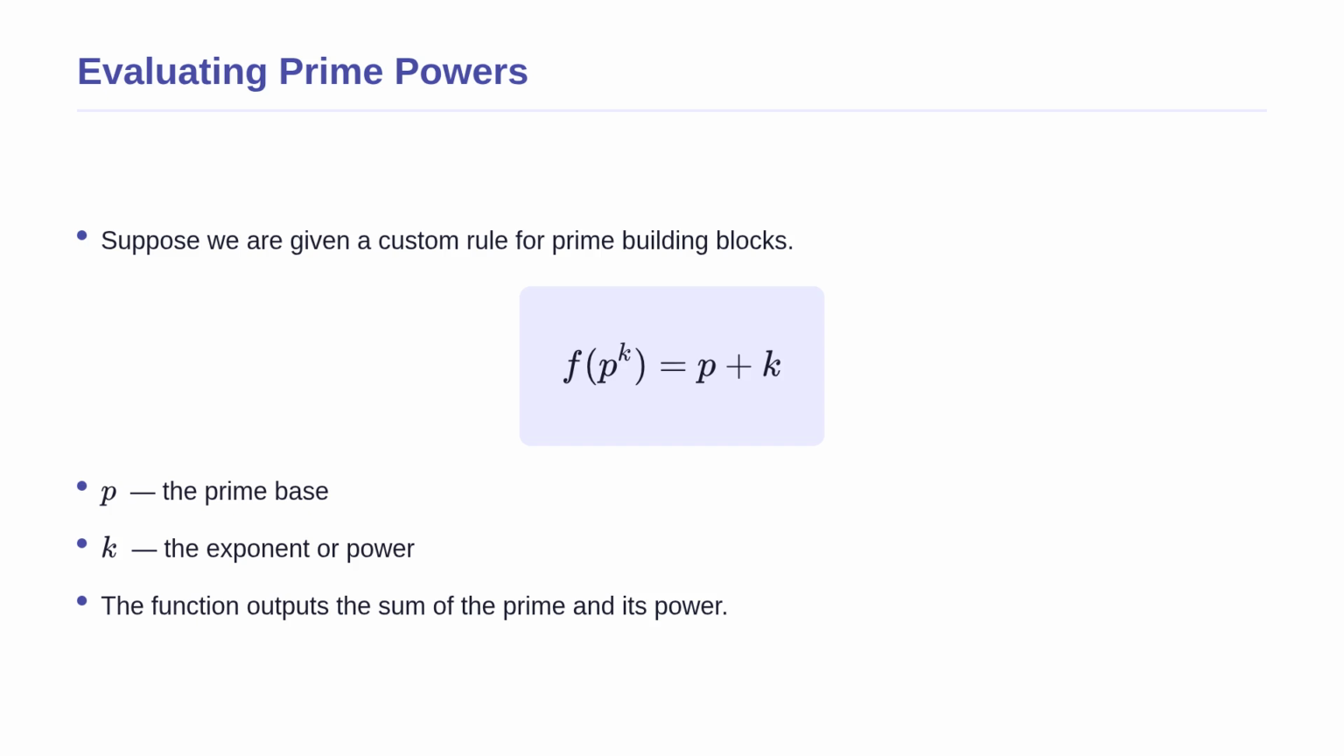If the prime base increases, the output increases linearly. If the power increases, the output also increases linearly. As long as we can break a large number down into pieces that look like p to the power of k, we can use this simple addition rule to solve the whole puzzle.